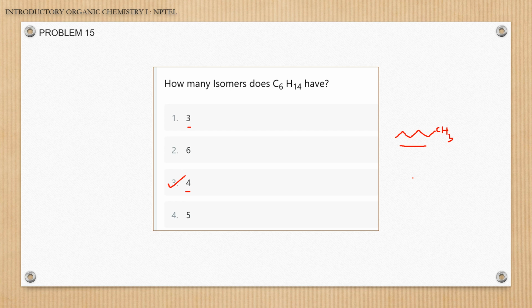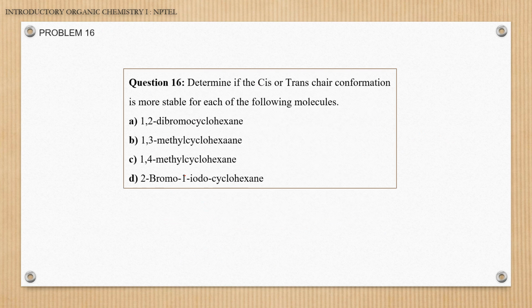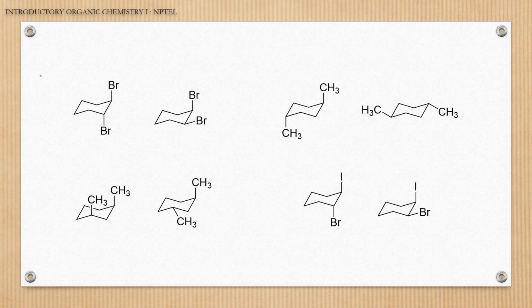So coming to problem number 16. Now there are 4 questions in this particular problem, guys. What they are asking is to determine if the cis or trans chair conformation is more stable for each of the following molecules. First of all, you need to draw the cis and trans chair conformation for all 4. Taking the first part, 1,2-dibromocyclohexane, you have to draw both cis and trans conformation of this particular moiety. First question, we will slowly go through all the 4.